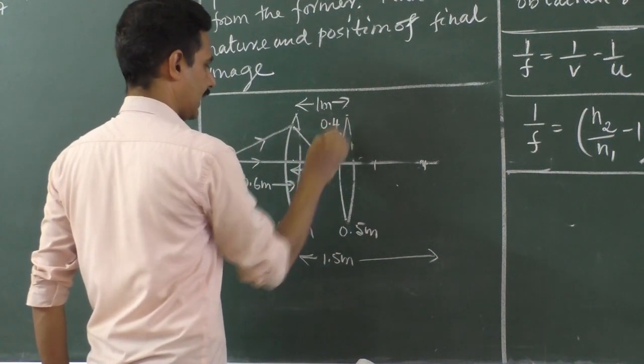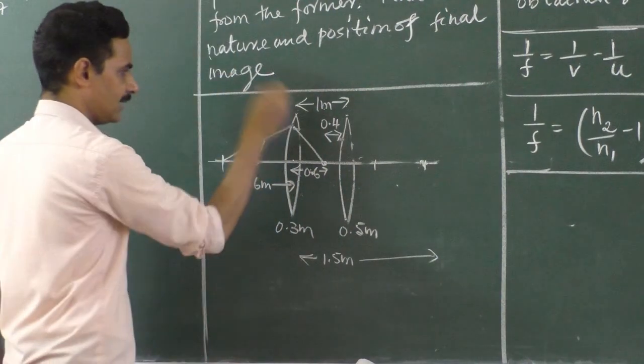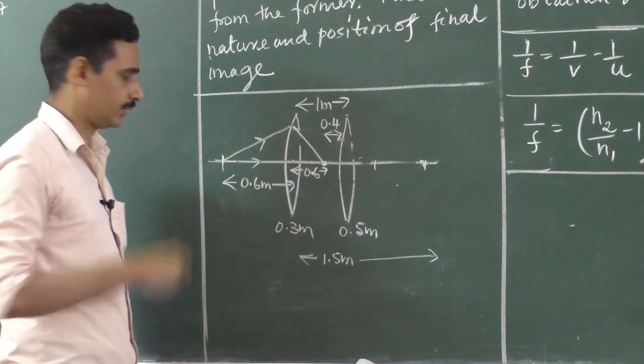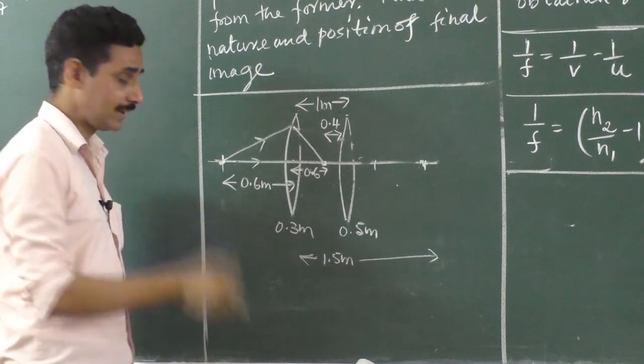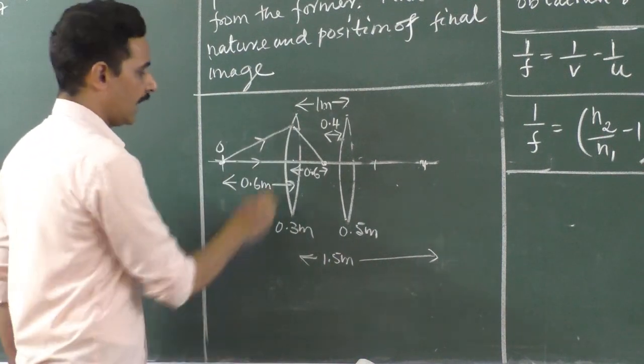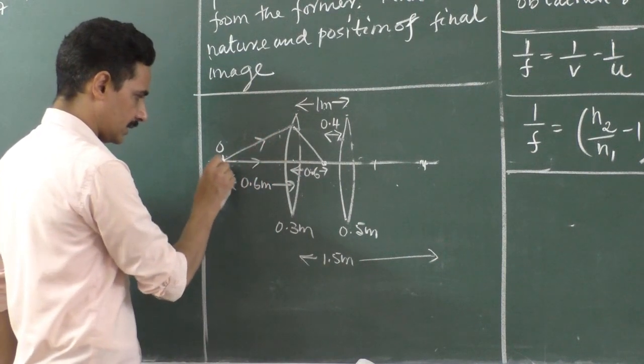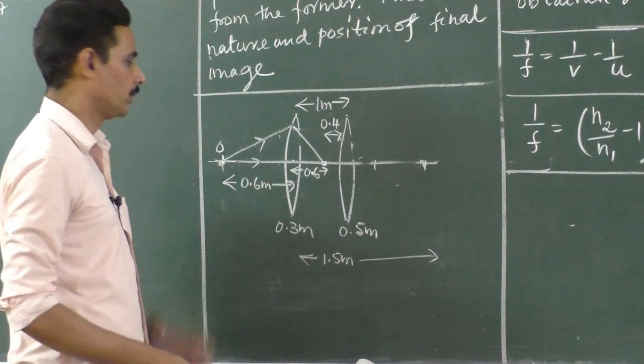Now this acts like an object. You ask this lens, lens 1, do you have any object in front of you? Yes sir, I have an object. How do you say that this is an object? Because I receive two rays, sir. And these two rays, when they are produced backwards, they come from point O. So definitely O is an object.